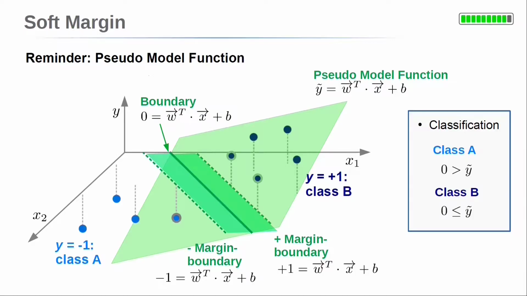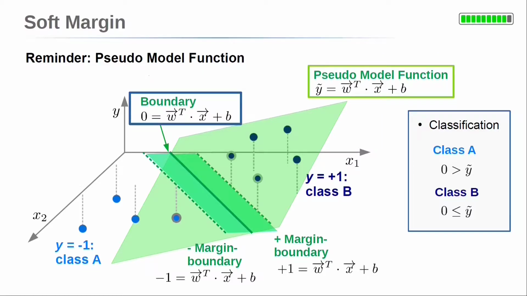So far, we considered the idea of the support vector machine and the mathematical formulation behind it. The support vector machine was used for separating two classes, class A with y equals -1 and class B with y equals +1. We introduced a pseudo-model function y tilde equals the parameter vector w transposed times the vector of the input variables x plus the parameter b.